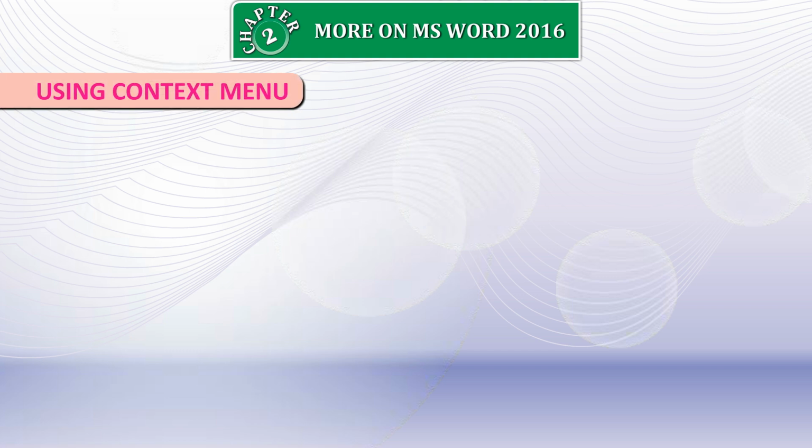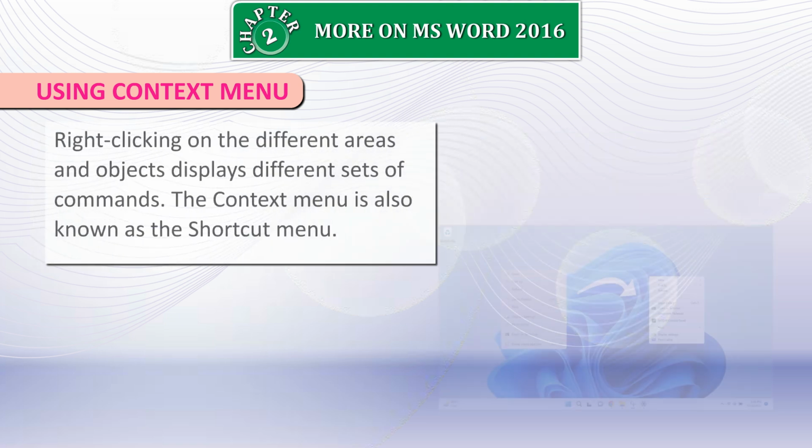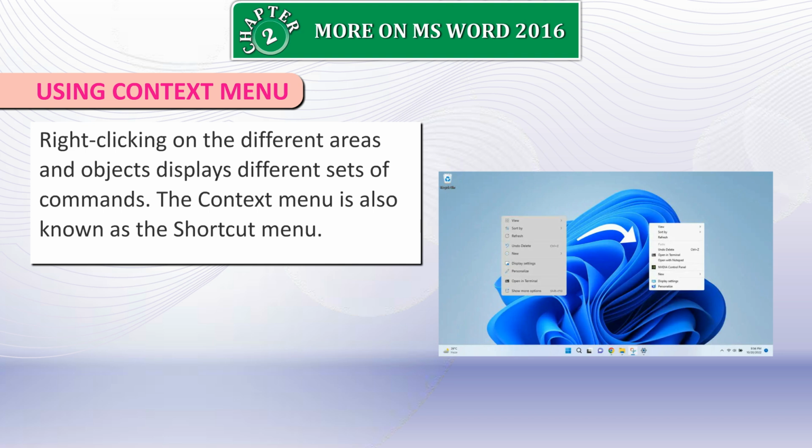Using context menu. Context menu is a pop-up menu that appears when you right-click on any icon. Using this pop-up menu, you can save your time and access commands. Right-clicking on the different areas and objects displays different sets of commands. The context menu is also known as the shortcut menu.